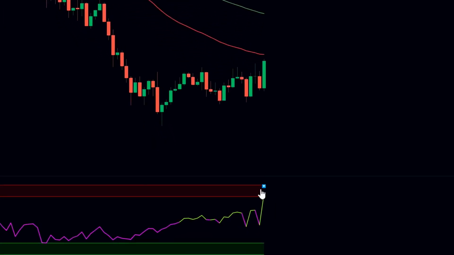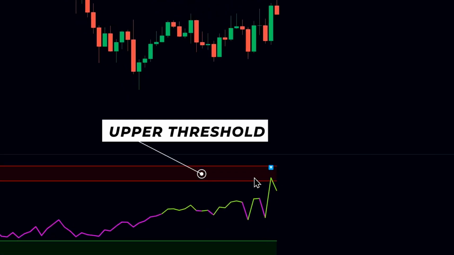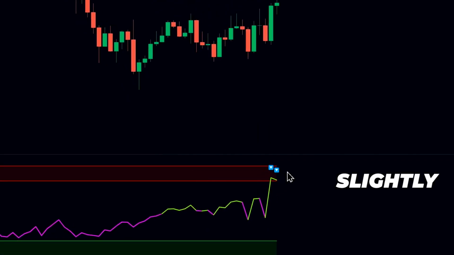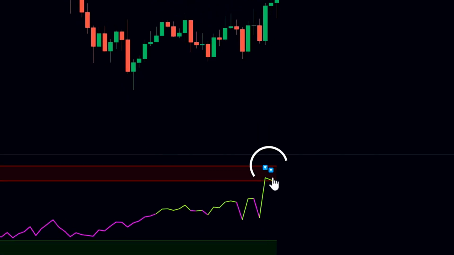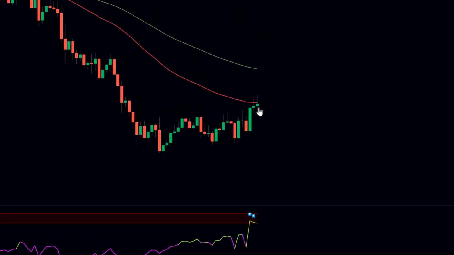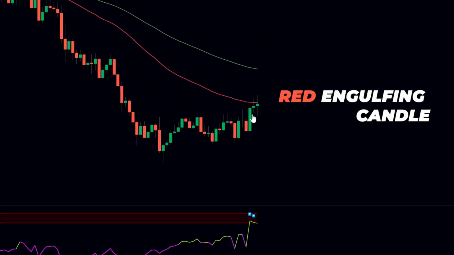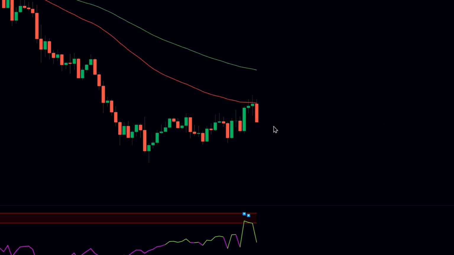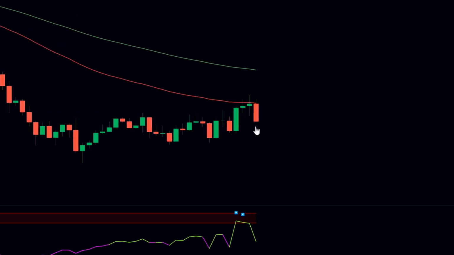We wait for the Z-score to enter or touch the upper threshold, signaling the market might be slightly overbought in this bearish trend. A blue downward arrow signals this pullback. To confirm the pullback's end, we wait for a red engulfing candle. If the first red candle isn't engulfing, we check the second.